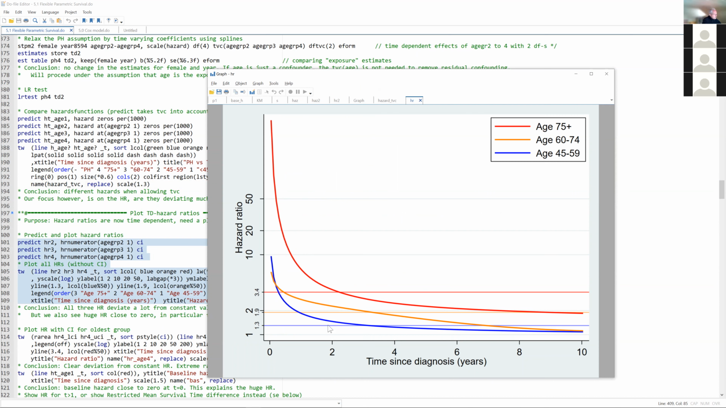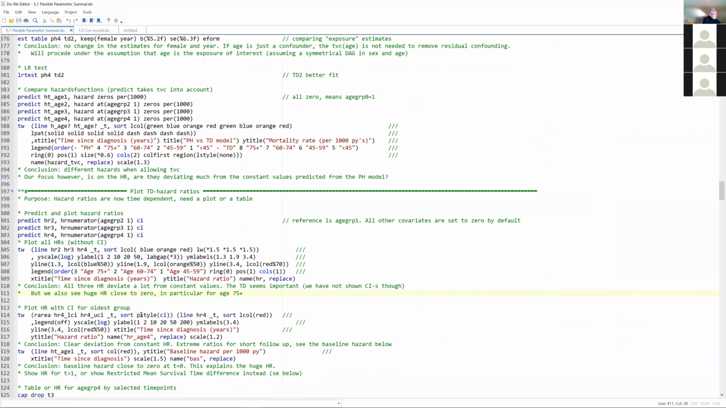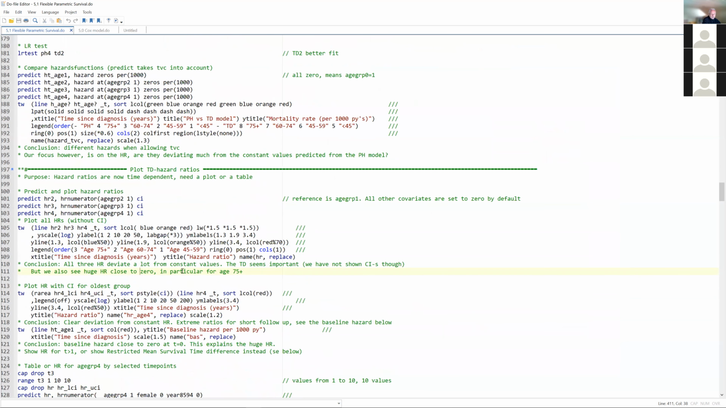But let's also point out that we see some very large hazard ratios up here. So this is 50, then we have 100, 200, maybe this is hazard ratios of 300 or something. Why are we getting that? We don't believe in hazard ratios equal to 300, do we? Well, that's probably because we have some hazards being very close to 0.